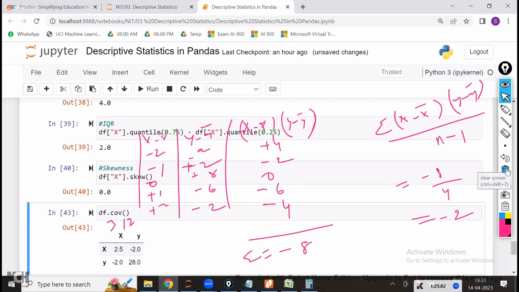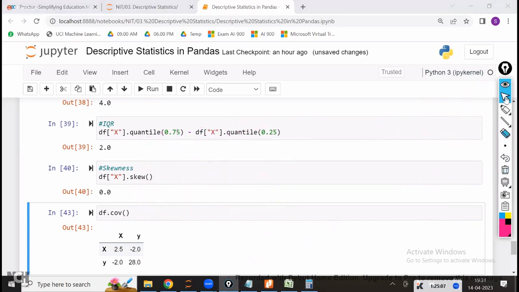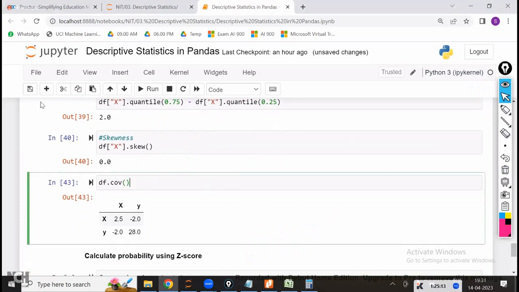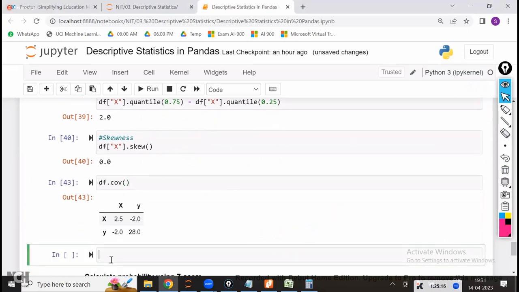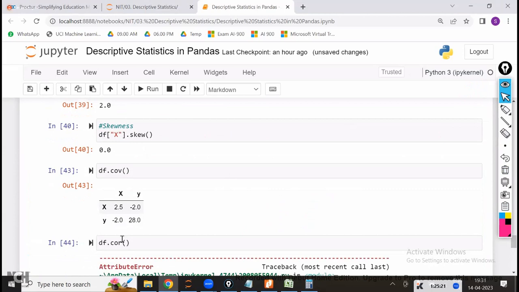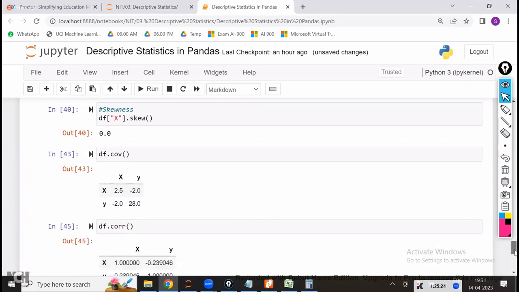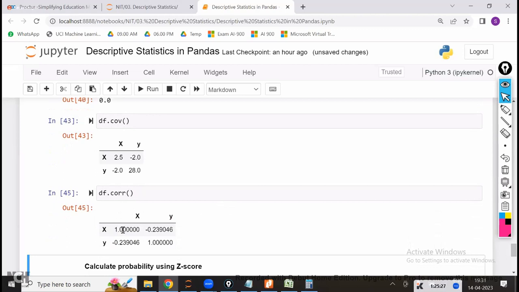Next, correlation. What is meant by correlation? Covariance divided by sigma X into sigma Y. If you ask the same thing, that is df dot corr. If you ask for df dot correlation, you are going to get the correlation matrix like this, where if you observe, the correlation of X comma X is 1 and the correlation of Y comma Y is 1. So diagonal values are going to be 1, and the upper triangle matrix and lower triangle matrix will be the same. Right?